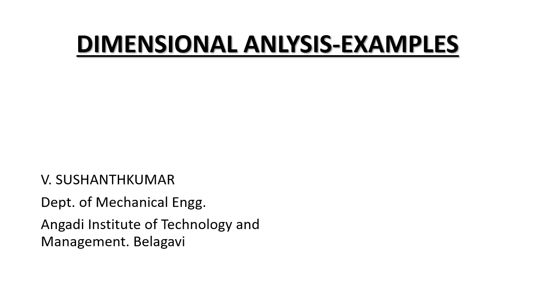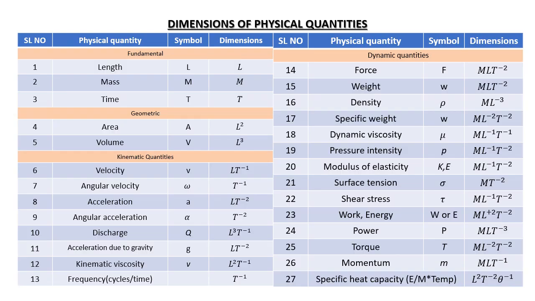Today we are going to discuss examples on dimensional analysis. In the previous class, we discussed the Buckingham pi theorem, how to get the non-dimensional parameters, and we also discussed an example on the Buckingham pi theorem. So we will continue with the examples in today's class.